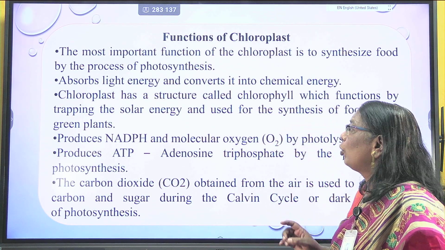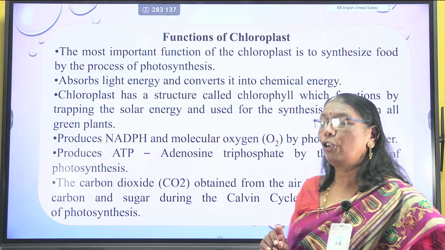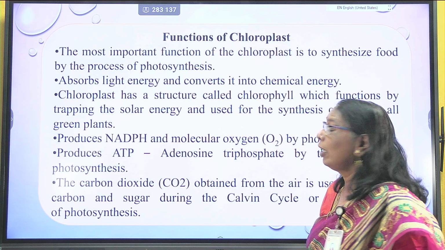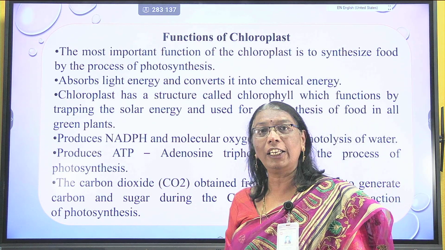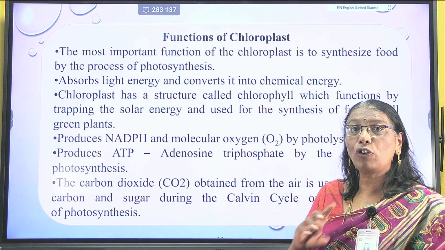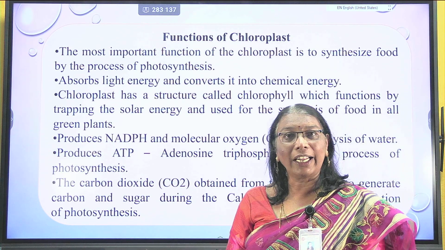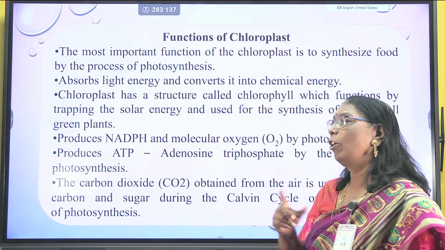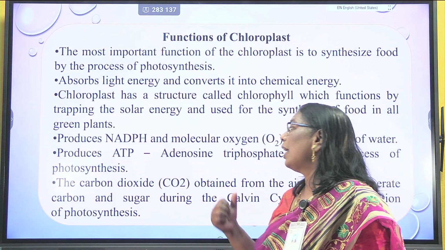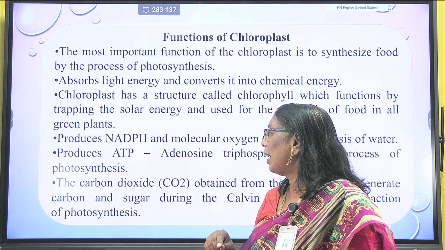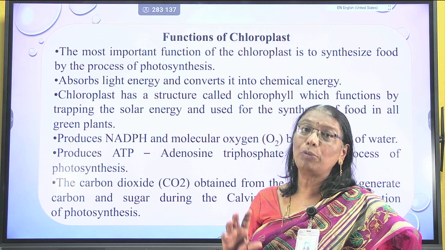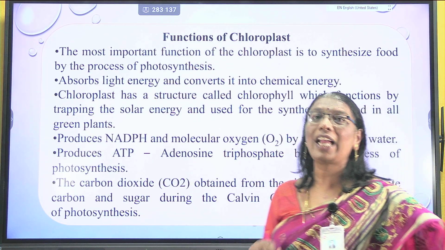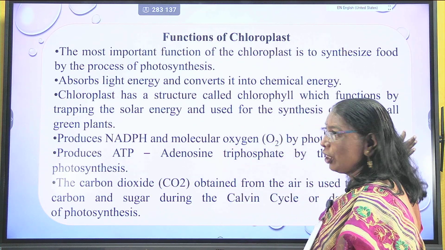Then the chloroplast produces high energy molecules in the form of ATP, adenosine triphosphate. It also produces NADPH, and in this process molecular oxygen is released. This is again very important: by photolysis of water, that is, splitting of the water molecule, oxygen molecules are released. The carbon dioxide present in the atmosphere is again utilized in this process, and the carbon from that carbon dioxide is used in the formation of food molecules during the dark reaction of photosynthesis. These are some of the functions of a chloroplast.